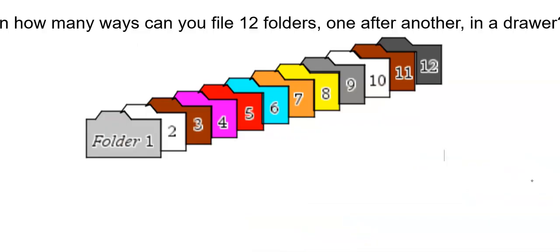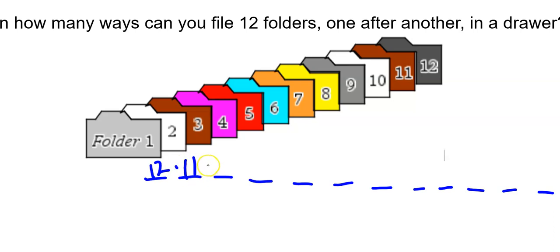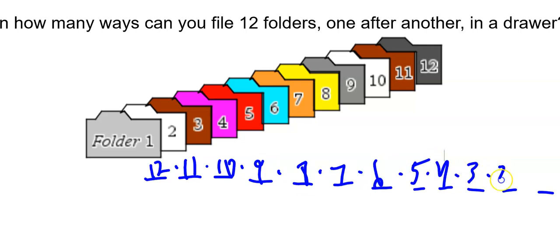So in how many ways can you file 12 folders one after another in a drawer? You're doing a slot method here, the slow way of doing this: 1, 2, 3, 4, 5, 6, 7, 8, 9, 10, 11, 12. The first file folder you choose, there's 12 options, but once you've chosen the first choice, there's only 11 left, kind of like with no repeats. Then 10, then 9, then 8, then 7, then 6, then 5, then 4, then 3, then 2, then 1, and multiply those all together.